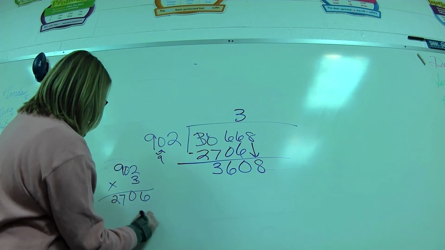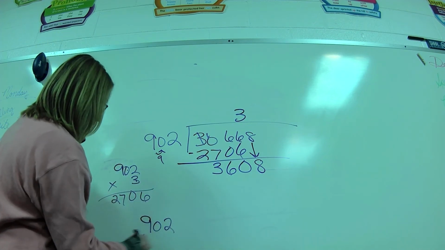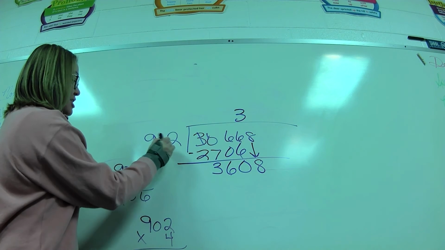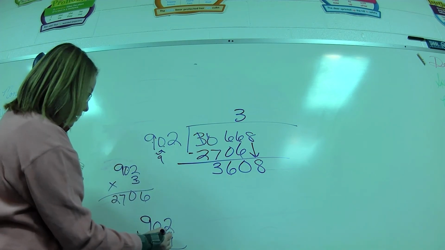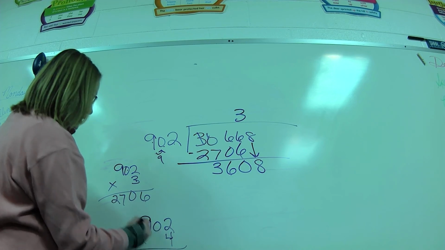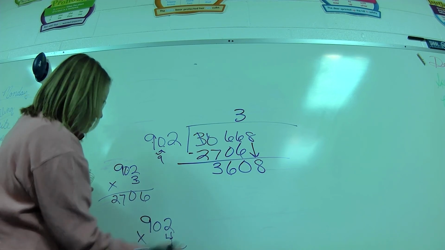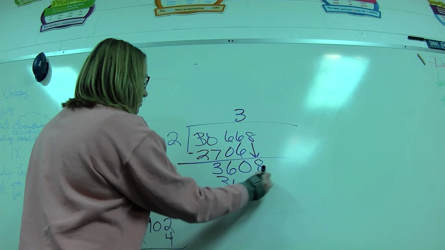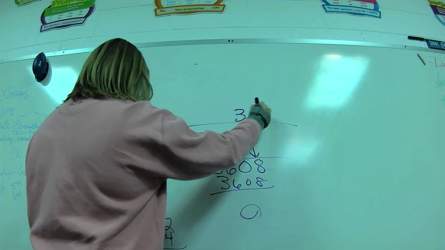So let's do 902 times 4. Again, I'm using 902. I'm using the whole divisor. So 4 times 2 is 8. 4 times 0 is 0. 4 times 9 is 36. Gives me 0. Put a 4 here.